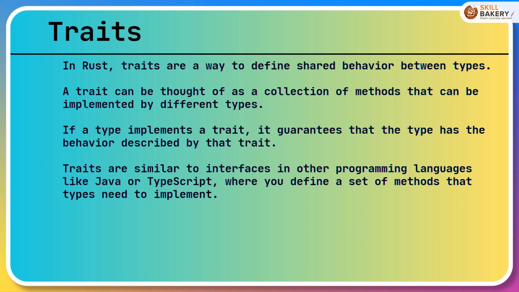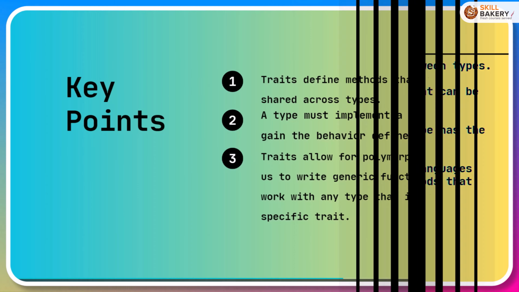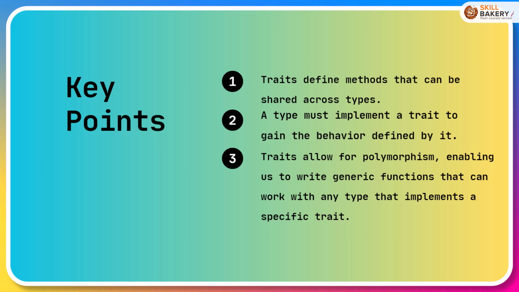Traits are similar to interfaces in other programming languages like Java or TypeScript, where you define a set of methods that types need to implement. Key points about traits are: traits define methods that can be shared across types. A type must implement a trait to gain the behavior defined by it. Traits allow for polymorphism, enabling us to write generic functions that can work with any type that implements a specific trait. So let's start with a simple example.